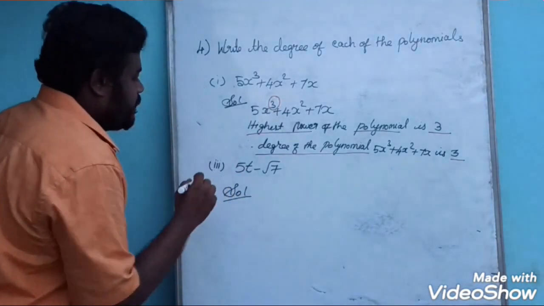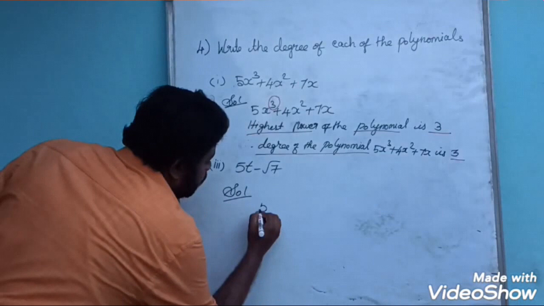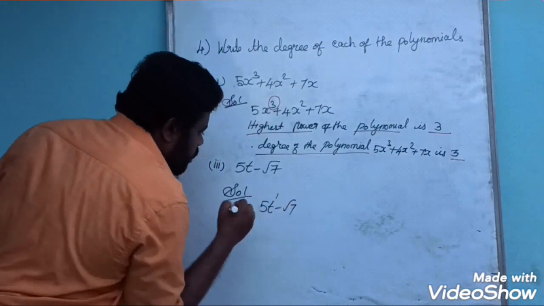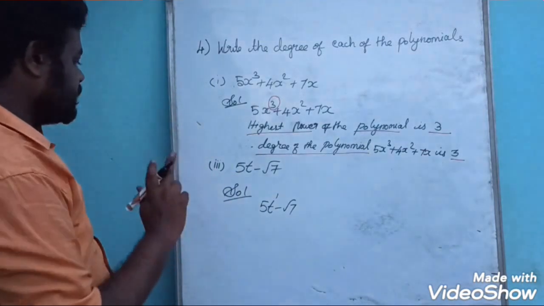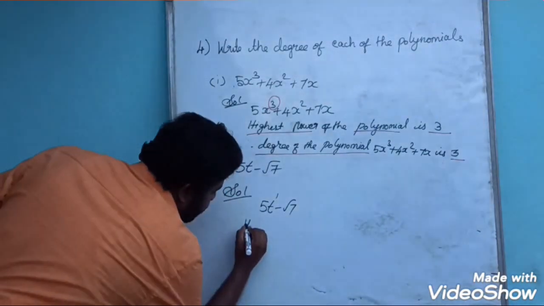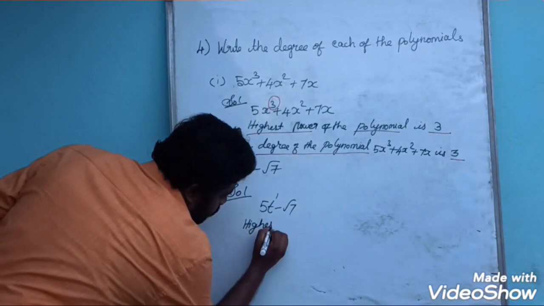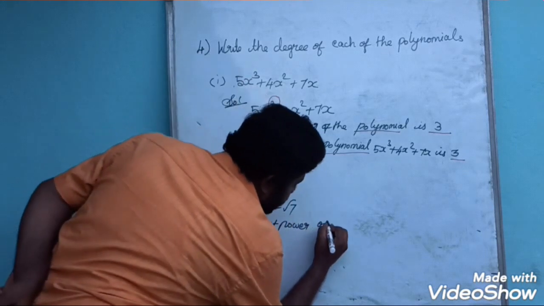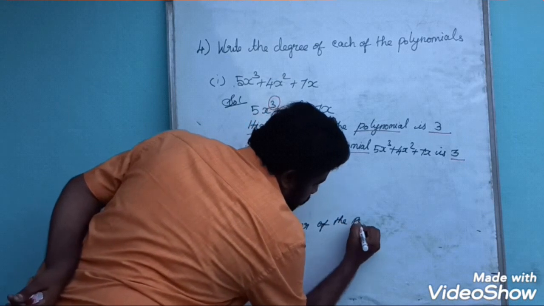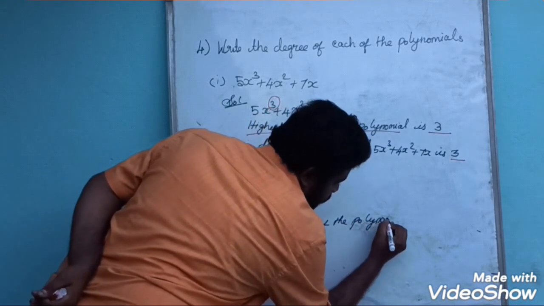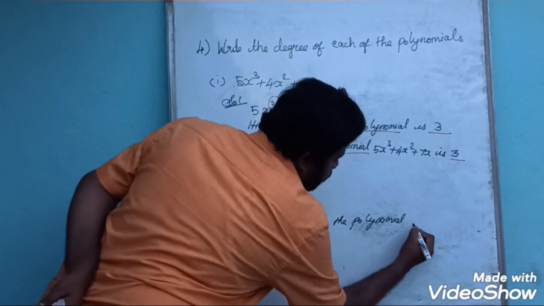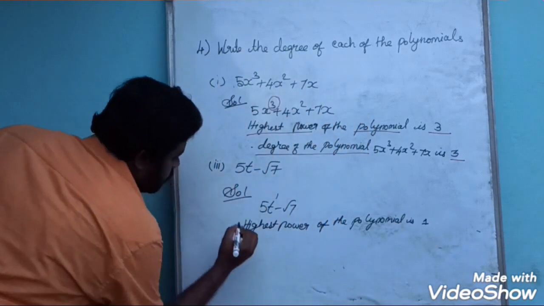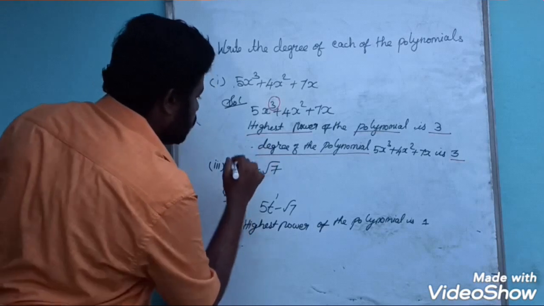So next, second question, do it as homework. 5t minus root 7. There is no power, which means 1 is the power, only one variable in this expression. So the highest power of the polynomial is 1.